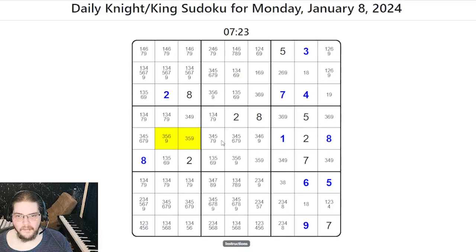There are a lot of 5s here, so I don't know that we'll pull much useful information from that. 6s as well, there are quite a few.